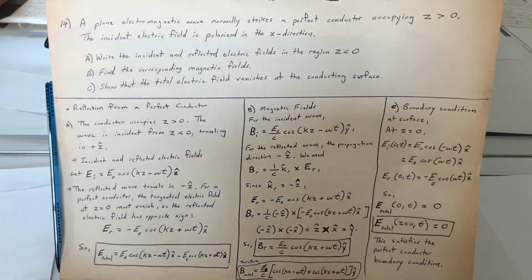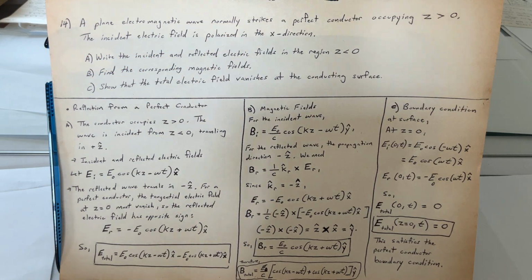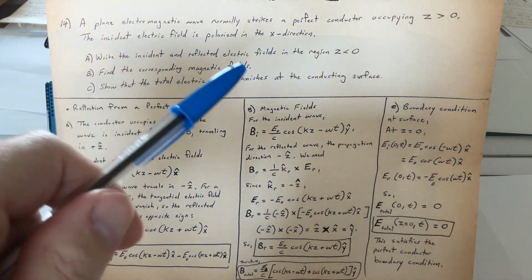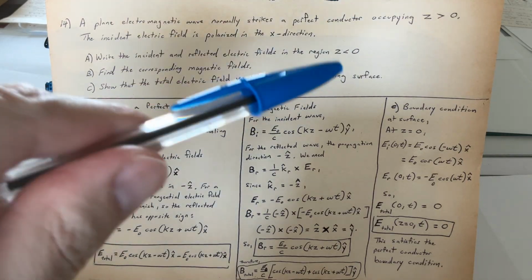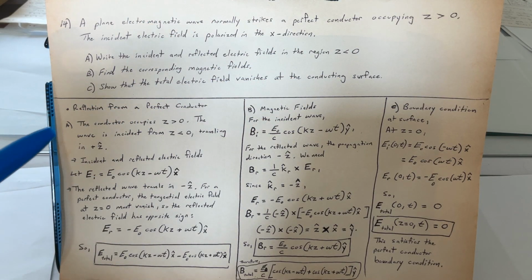Okay, so 14. We have a plane electromagnetic wave that normally strikes a perfect conductor occupying z greater than 0. The incident electric field is polarized in the x direction. Part A: write the incident and reflected electric fields in the region z less than 0. Reflection from a perfect conductor.